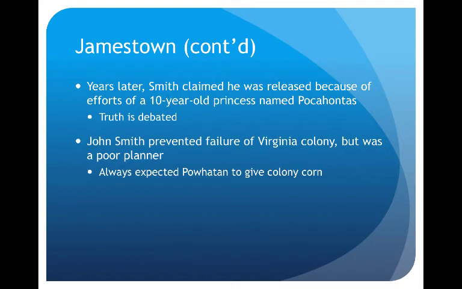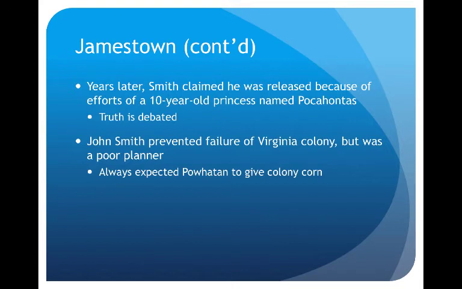Smith was kind of self-serving and boastful, but he was an effective manager. He was very dictatorial. He was given control of the Jamestown colony, and he was able to prevent it from failing. He did this through basically ruling it as a dictator. Do what I say. Some people respond well to that. Some people don't. So he was a polarizing figure. Some colonists loved him. Some hated him.